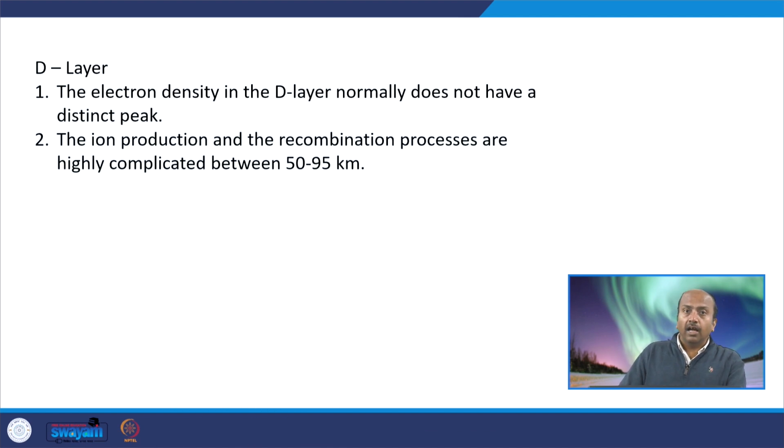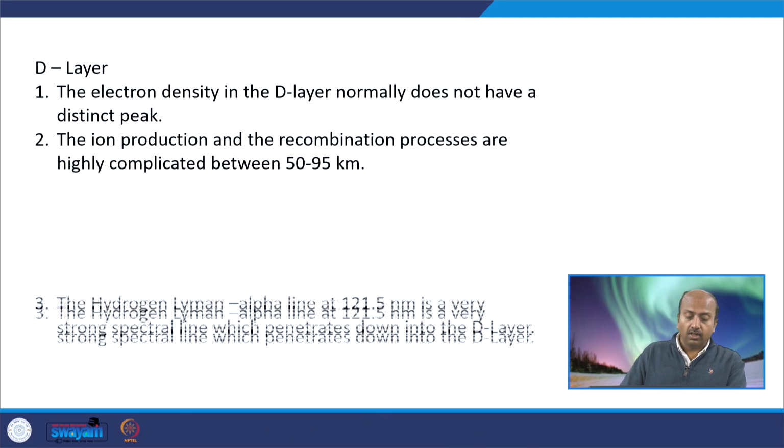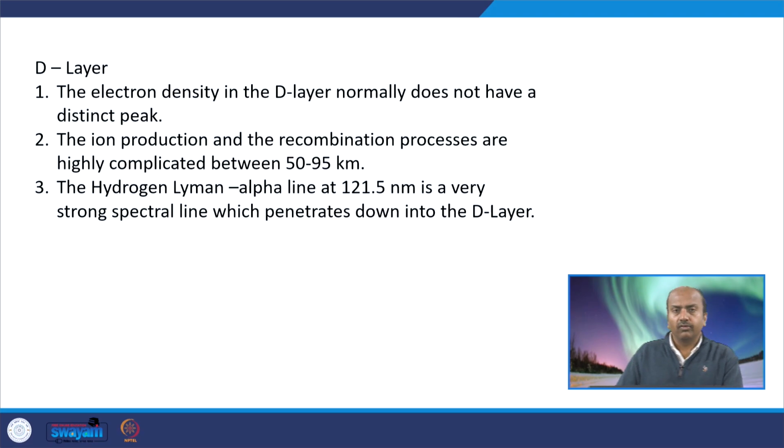Okay. And the ion production and recombination processes are highly complicated between 50 to 95 kilometers. Why are they complicated? Because it is the lower atmosphere. Considering the total altitude that we are talking about, it is the bottommost layer where the densities are reasonably high. So, the production and recombination processes are not very straightforward or simple. I mean, there are many processes.